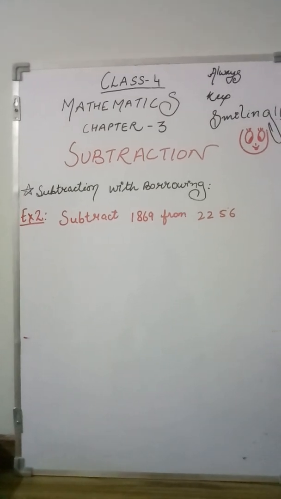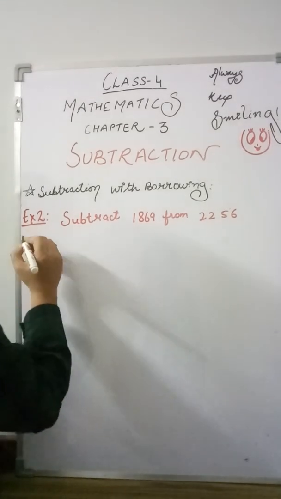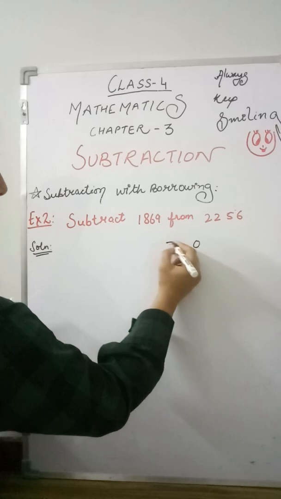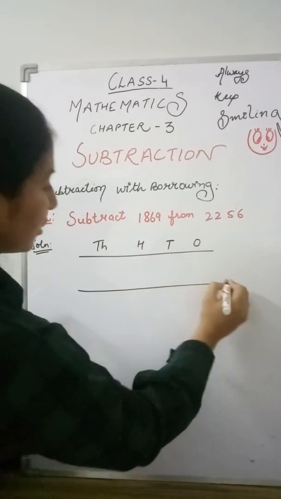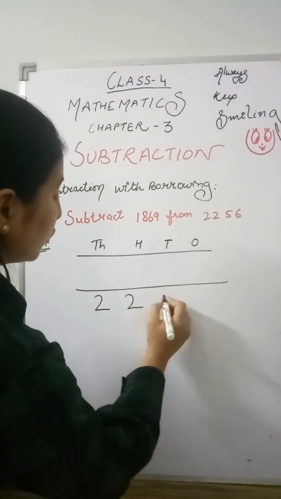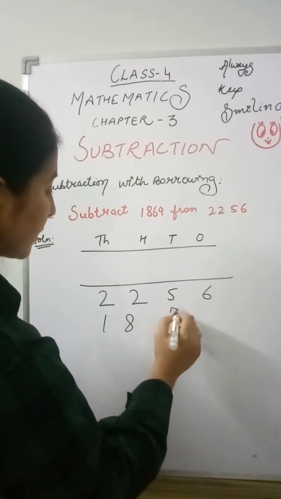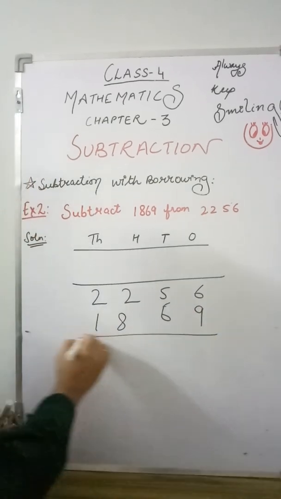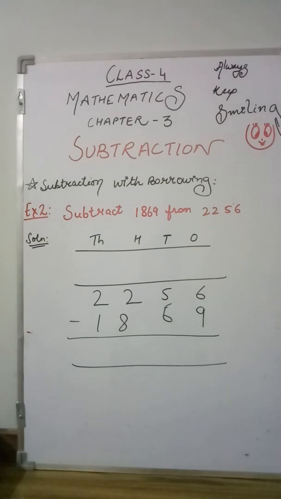First of all, write the numbers in column form and then start the solution. So ones, tens, hundreds, thousands. Leave one line here to borrow the numbers. Let's start writing from the bigger number. 2256 is the number, and here 1869 is the subtrahend. Put the minus sign here. Again the method is the same because this is the with borrowing method.